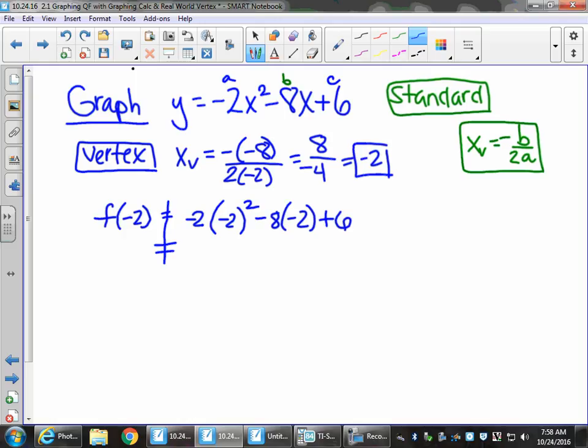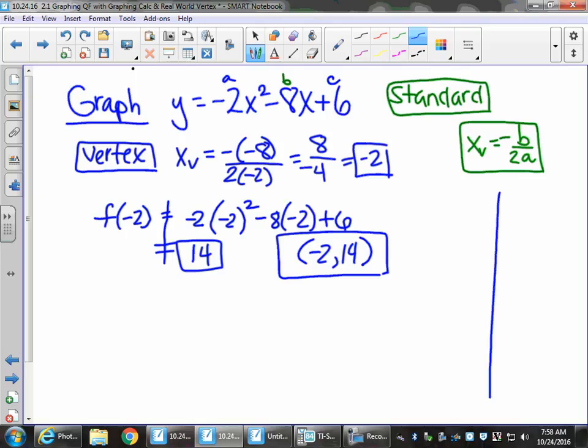Yes, for 14? Yes. So putting those two pieces of information together, what's the vertex? Good. We found the vertex. What's next? Table. Where are we going to make sure we put the vertex? Right in the middle. And now we're going to get 2 points.